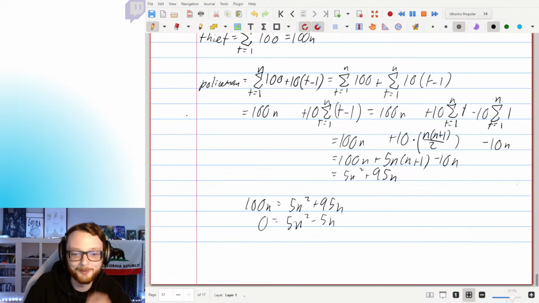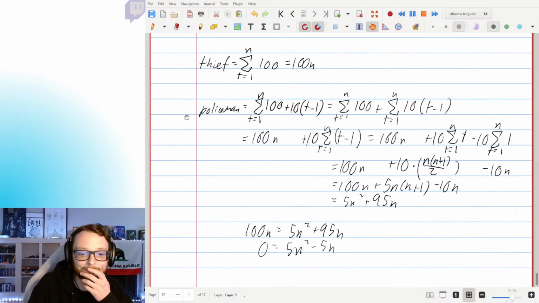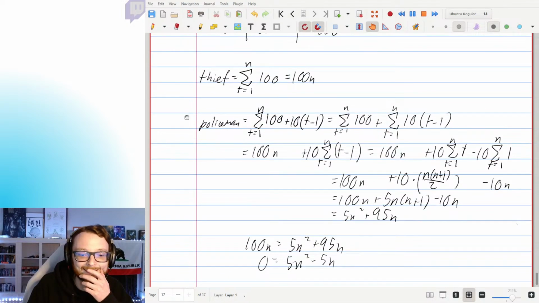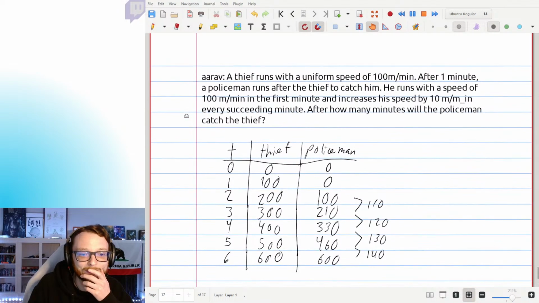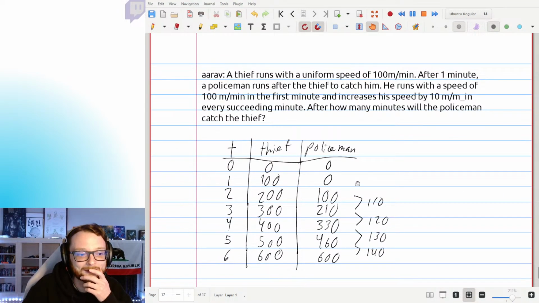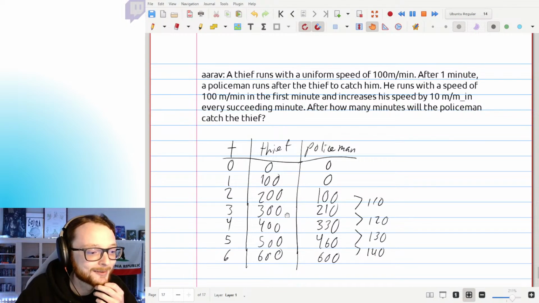I don't know how you do this with summations. There should be a way. I just can't set it up right, I don't think.